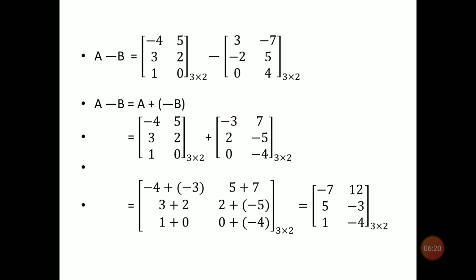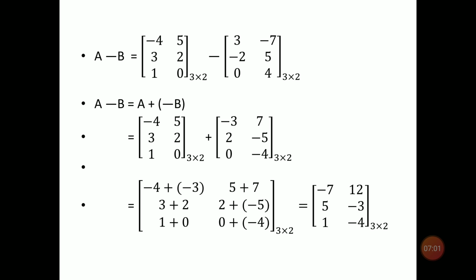So how is minus of B obtained? By taking the negative of matrix B. What do we mean by the negative of a matrix B? Just change all the signs of the elements of matrix B. In matrix B the element in the first row and first column is 3, so for matrix minus B it would be minus 3. Then the element in the first row and second column is minus 7, so in matrix minus B it will be plus 7, because minus minus becomes plus. In this fashion you first obtain the matrix minus B.